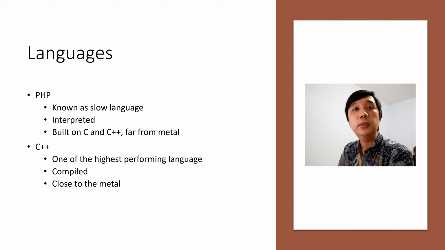It's one of the highest performing languages that this planet has ever seen. It's really fast. It's a compiled language, and it runs directly on the metal using machine language. And yeah, this language is used to build PHP. So from here you can tell how far apart the performance of C and PHP is. C will be a lot faster, and it's expected.